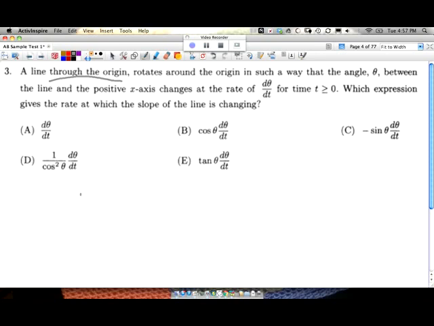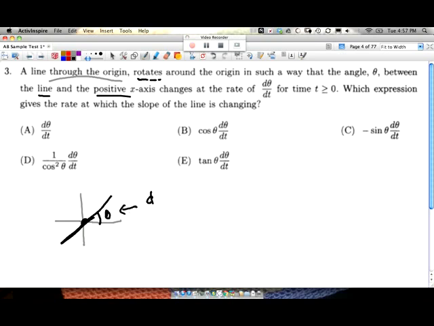Through the origin. That means that we have a line. Here's my x and y axis, and then I have a line that's going through the origin like this. It's passing right through the middle. That's not the best looking graph, but close enough. Let's make that eraser a little bit smaller. Clean this up. There we go. All right, through the origin. Rotates around the origin in such a way that the angle theta between the line and the positive x-axis. So we're talking this angle right here, theta.